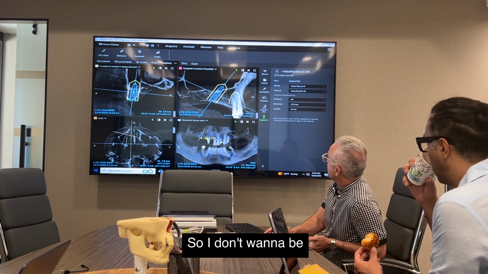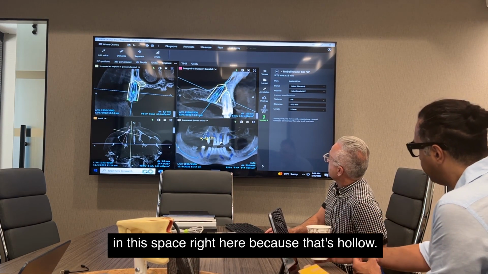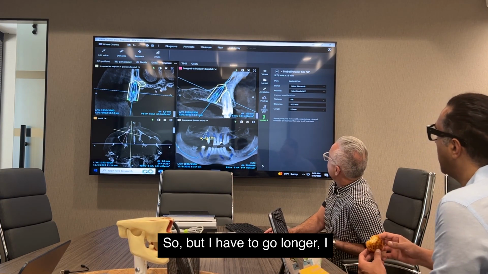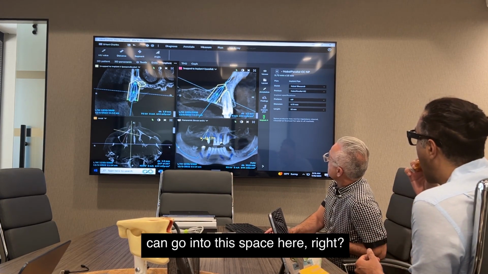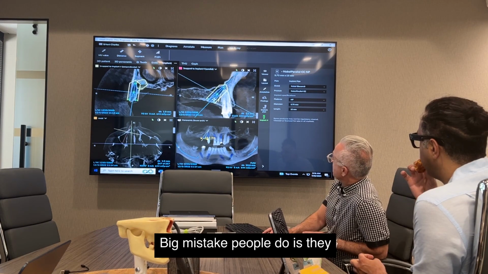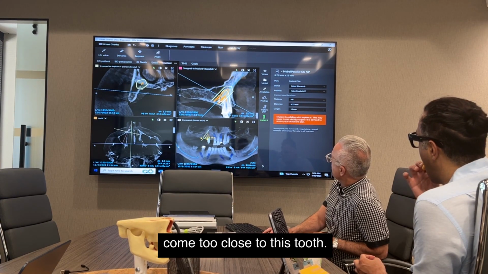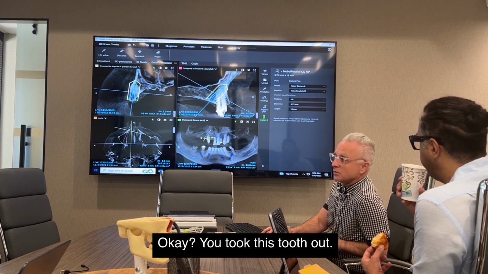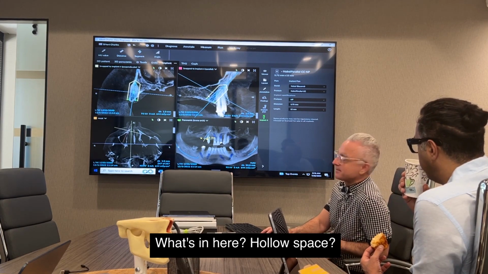So I don't want to be in this space right here because that's hollow. When I have to go longer, I can go into this space here, right? Your sinus. The big mistake people make is they come too close to this tooth, okay? You took this tooth out. What's in here? Hollow space.